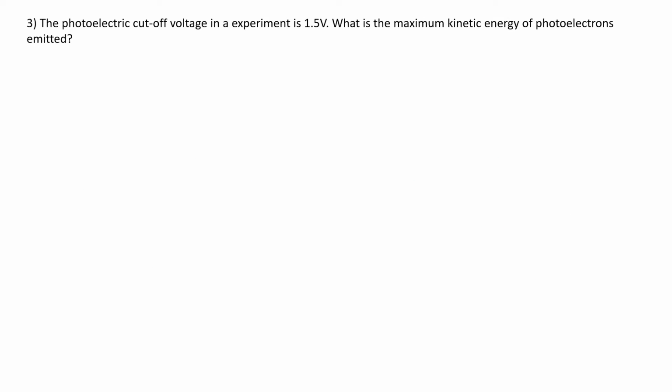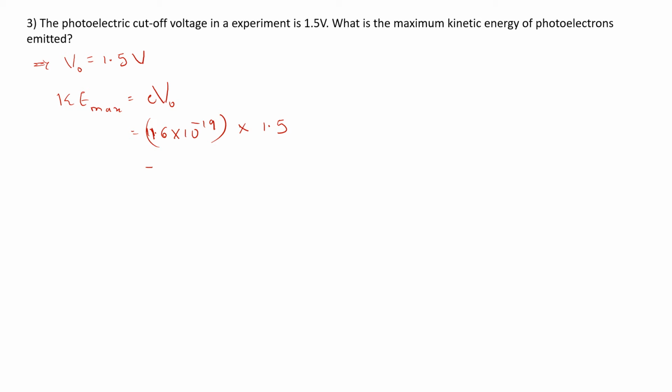Next we'll move on to the third question. The photoelectric cutoff voltage in an experiment is 1.5 volt. So they have given the cutoff voltage, that is V0 is equal to 1.5 volt. Next, what is the maximum kinetic energy of the photoelectrons emitted? A very simple question. We know that maximum kinetic energy is equal to E into V0. E is 1.6 into 10 raised to minus 19, into V0, and V0 is 1.5 volt.